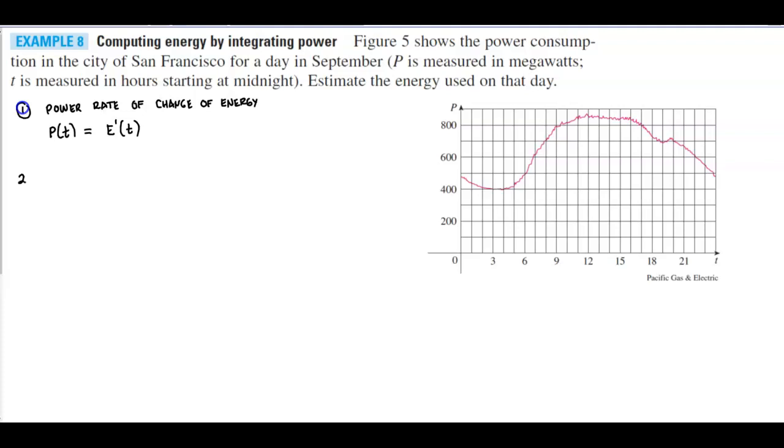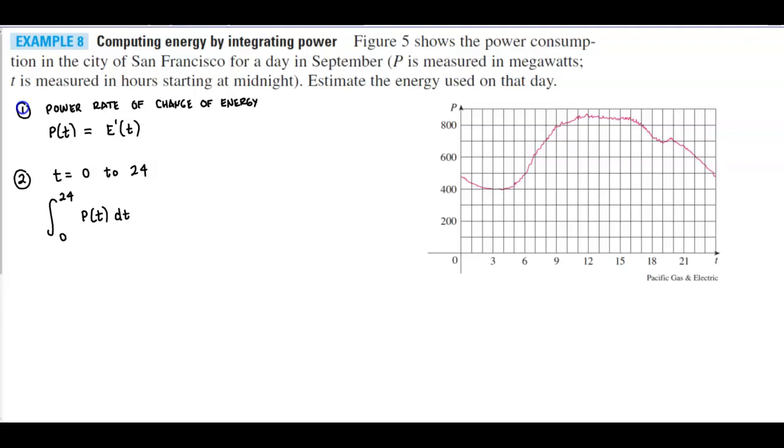Okay, so we know that when we take a look at the month of September, the amount of a day is from 0 hours to 24 hours. So T is going to go from 0 to 24 since we're talking about the days measured in hours. Therefore we're going to have this integral that goes from 0 to 24 of our function P of T dt.